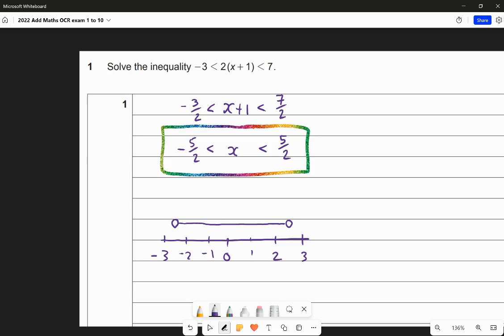Those of you who like modulus symbols, you notice that both of those numbers are the negative of each other. You might want to write it like this: the modulus of x is smaller than 5 halves, which means the absolute value of x is smaller than 5 halves, i.e. the distance that x is from 0 is below 5 halves. So it's between negative 5 halves and 5 halves. But I would have just gone with my original answer as the final answer. And there we go, we're done.